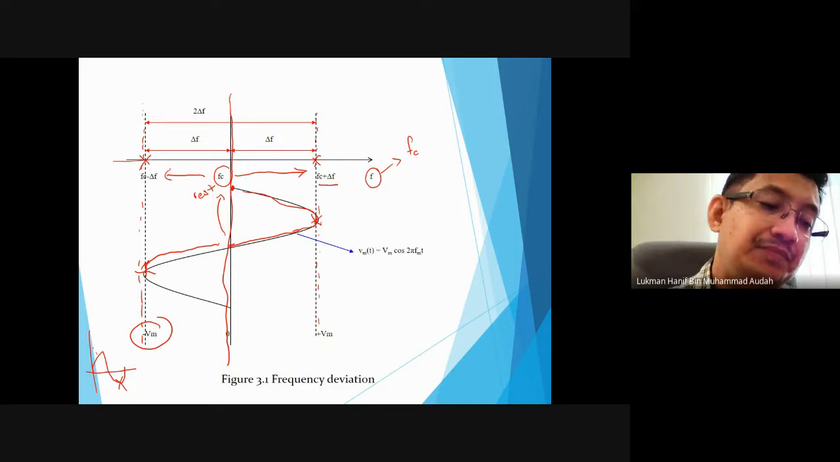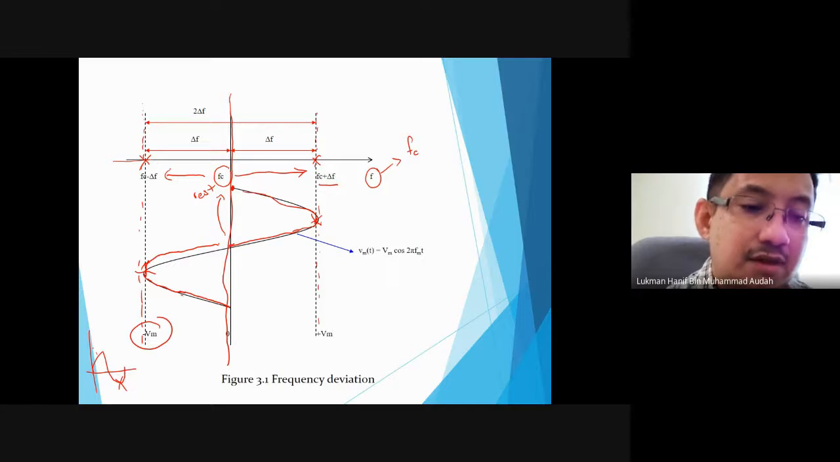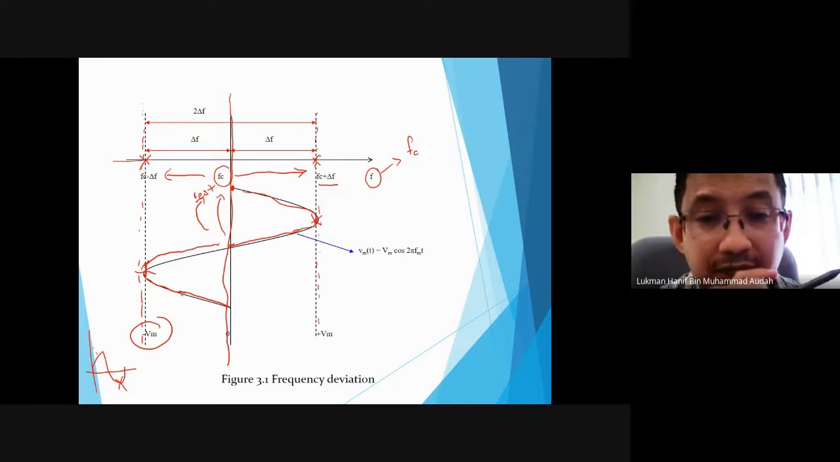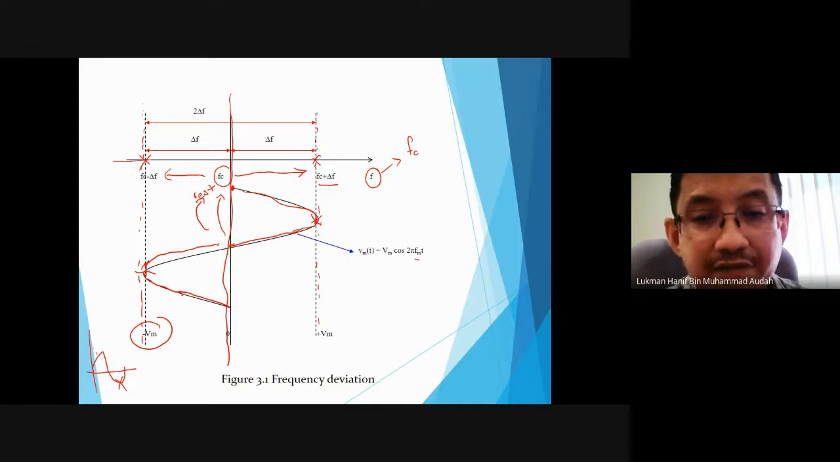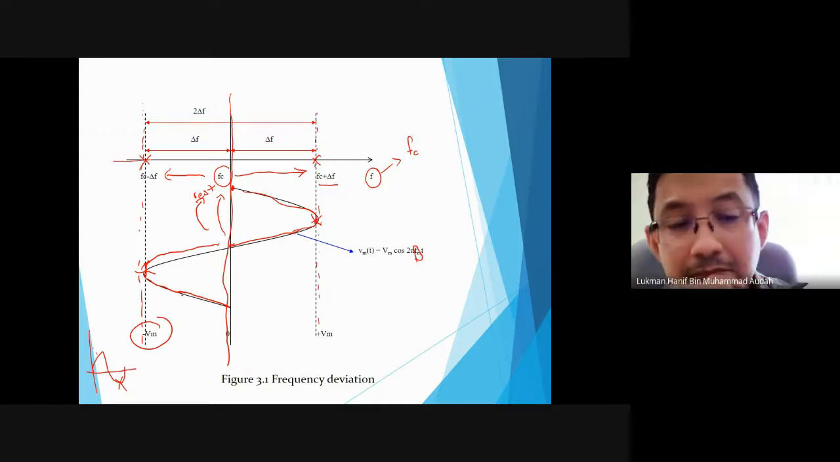Pada ketika itu, and then when the VMT moves from negative maximum into the 0 axis, the carrier frequency becomes rest again, which is at Fc. Nampak. So this process happens very quickly. Okay, this process happens quickly. It depends on the rate of Fm. Nampak ini kita nampak satu kitaran sahaja.